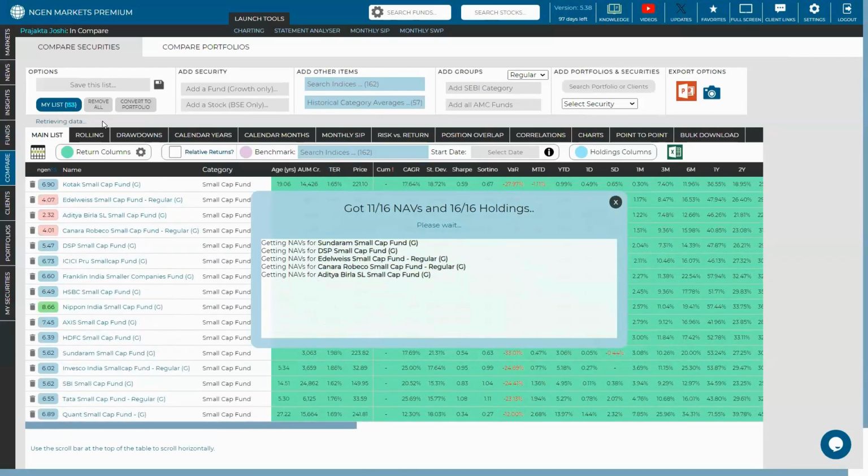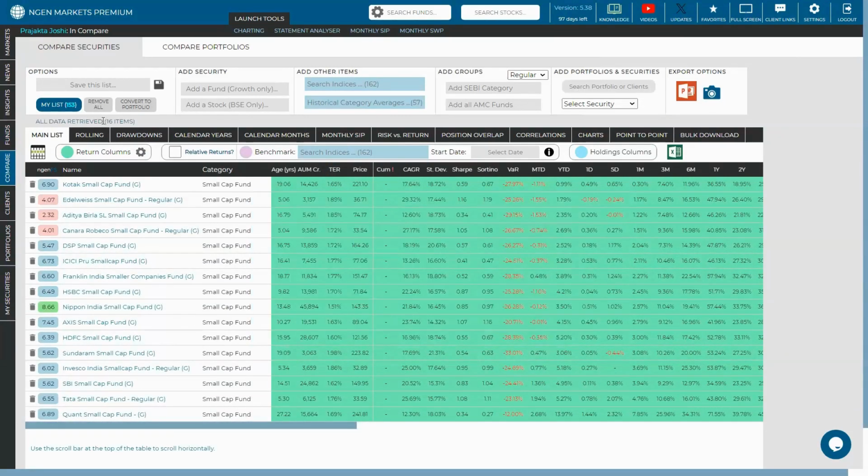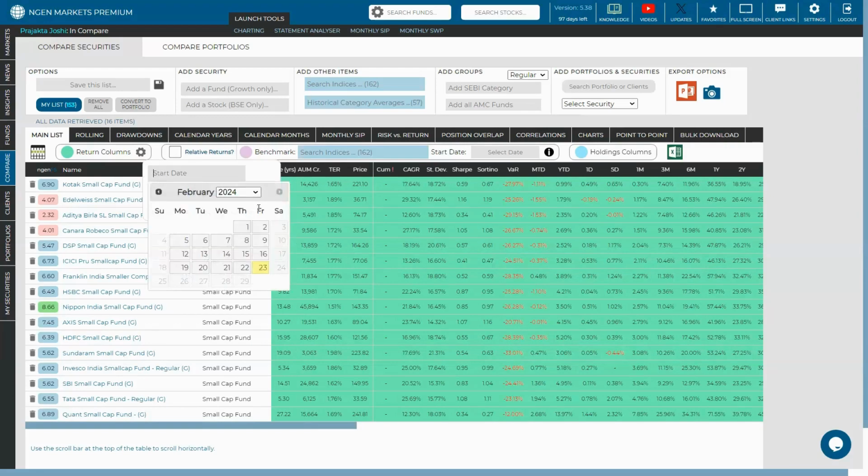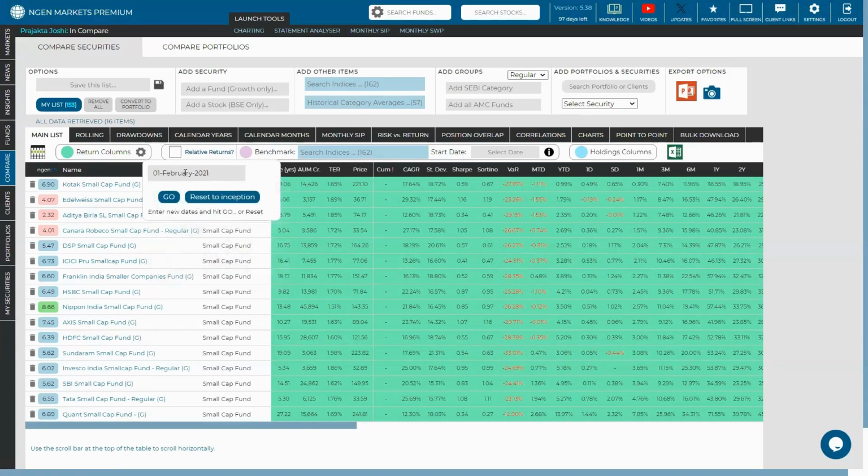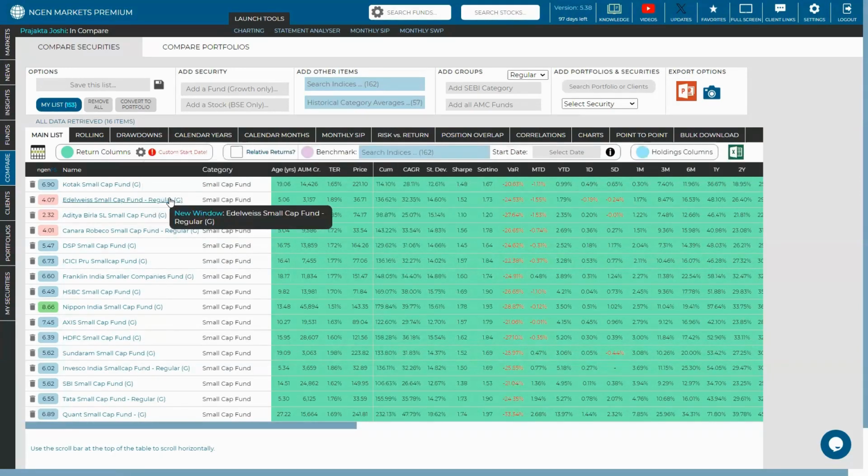Once they come here in the compare section, the number one thing that you will do is set in a common start date. Okay, so let's, for an example, consider a 3 year period for which we are doing this entire analysis. So 3 years means typically 2021. So I choose 1st of February 2021 in the settings wheel column that you can see here, and I click on go. It will show up an exclamation mark in red. That simply means, okay, you have chosen in a custom start date, and these returns are since that particular start date.